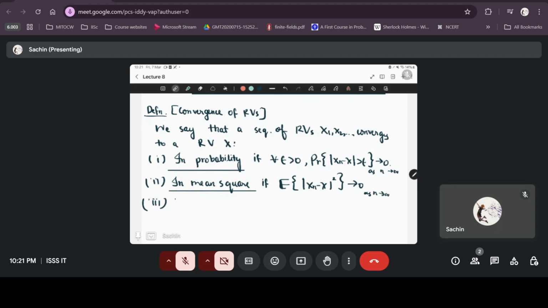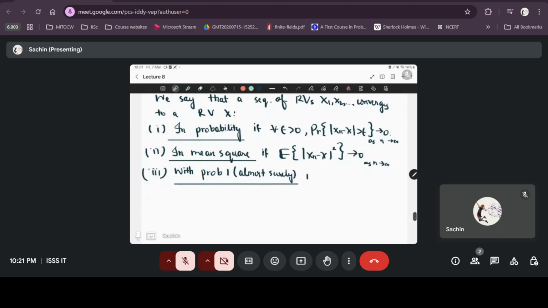And finally, we say it converges with probability 1, or almost sure convergence, if the probability that the limit of xn as n approaches infinity is equal to x is equal to 1.